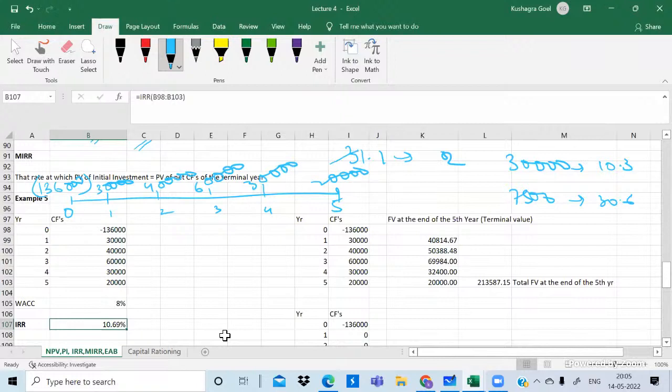Before I forget, as a thumb rule, I said that IRR should be compared with your cost of capital, and if IRR is more than cost of capital, you'll accept it. So let's say in this case, my IRR is 10.69%, cost of capital is 8%, I'll accept it. Let's change this number slightly and make this 8.75%. So your return is 8.75%, cost is 8%. What is your opinion? Accept the project, reject the project, what is to be done?